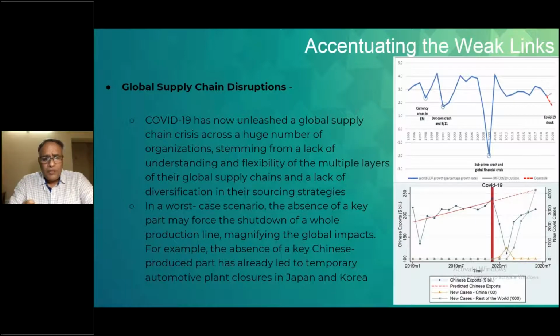Then in the second graph, you can see the dip with COVID, whereas exports from China have again reached close to the 200 billion mark, but there is a large gap.